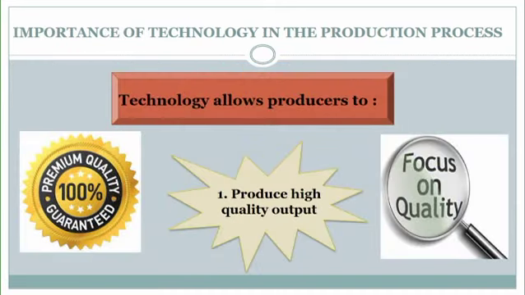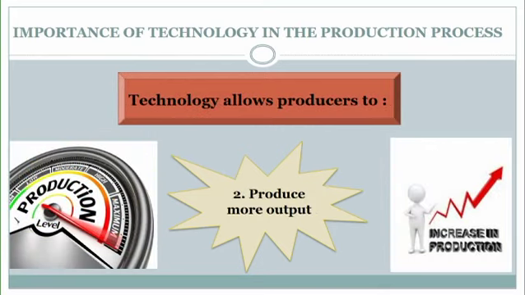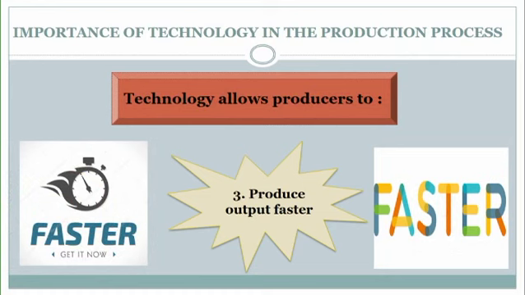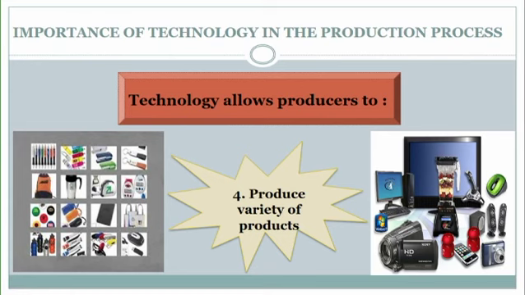Now, let's look at the importance of technology in the production process. Technology allows producers to produce high-quality output, produce more output, produce output faster, and produce variety of products.